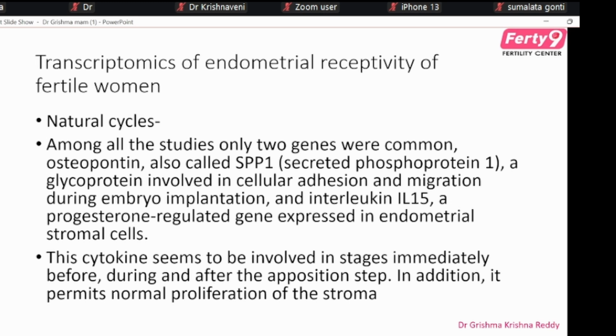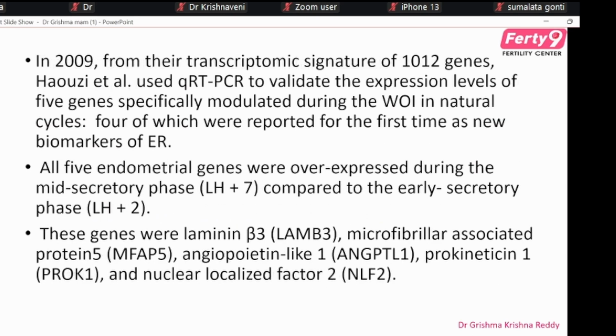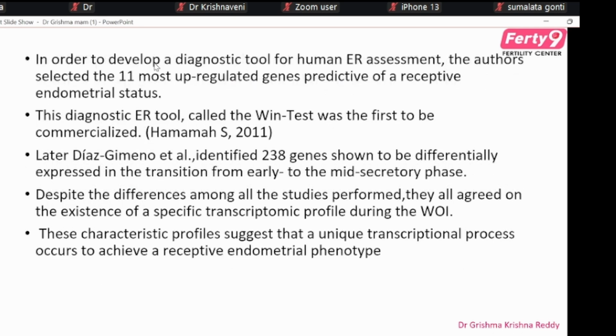Only 2 genes were common in the natural cycle: osteopontin, a glycoprotein involved in cellular adhesion and migration, and interleukin 15. This cytokine seems to be involved in stages immediately before and during the apposition step. Then in 2009, there was a transcriptomic signature of around 1012 genes. Then they simplified this. In order to develop a diagnostic tool for human endometrial receptivity assessment, the authors selected the 11 most upregulated genes, which are predictive for a receptive endometrial status.